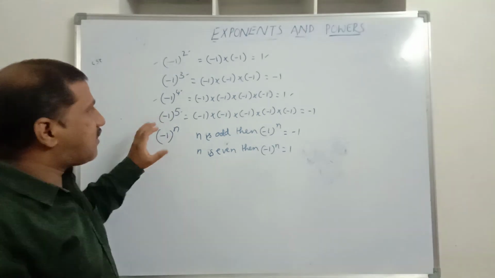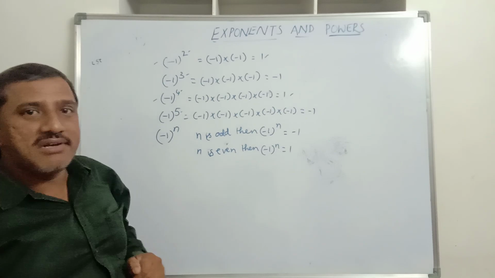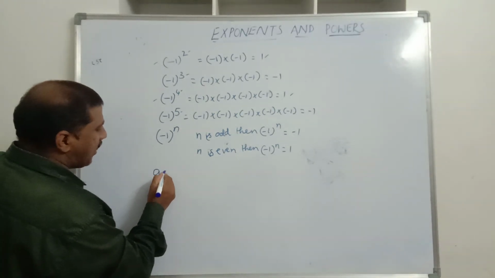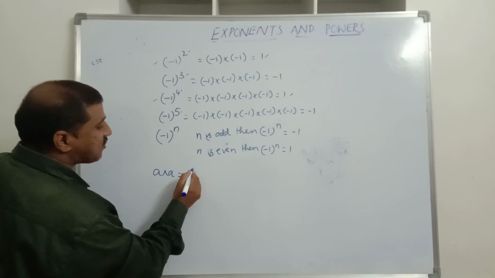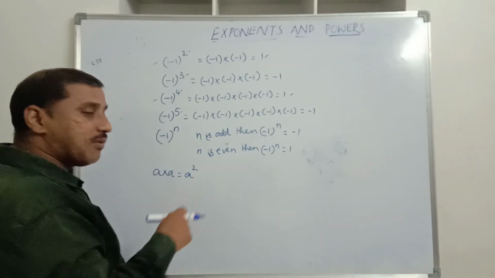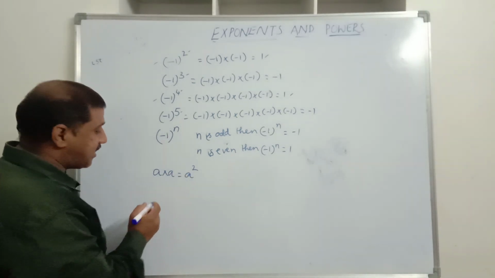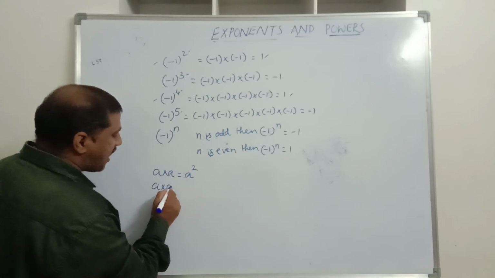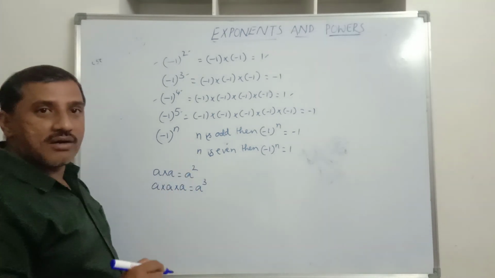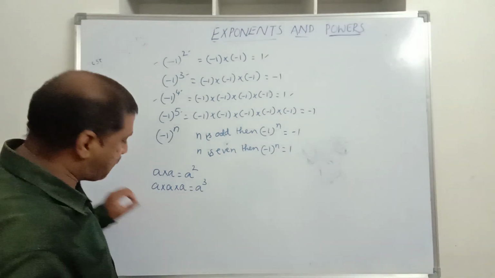Now we studied exponents and powers for numbers. Now we will study them for variables. What about variables? A into a, we will write as what? A squared, or a to the power of 2. Here a is called the base and 2 is the exponent. Similarly, a into a into a, we will write as a cubed, a to the power of 3. Here a is the base and 3 is the exponent.